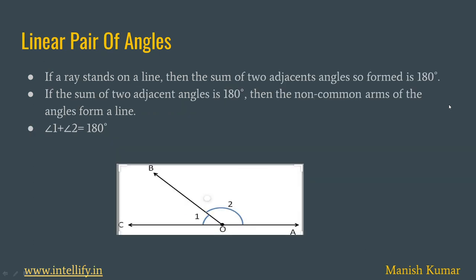Now the next one is a linear pair of angles. If a ray stands on a line, then the sum of the two adjacent angles so formed is 180 degrees, and if the sum of two adjacent angles is 180 degrees, then the non-common arms of the angles form a line. So angle 1 plus angle 2 equals 180 degrees because the line AOC is a straight line.